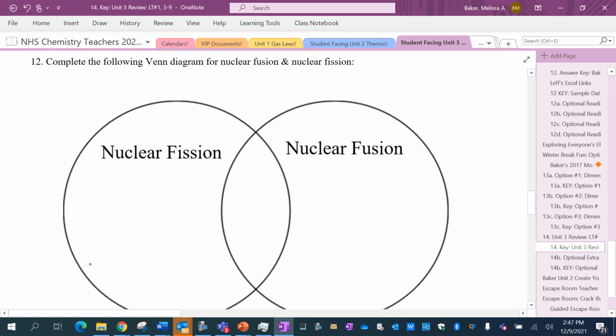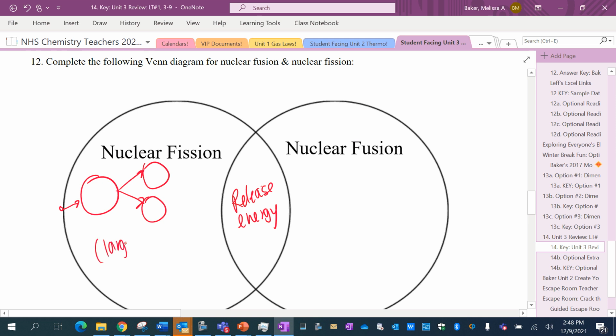Complete the following Venn diagram for nuclear fusion and nuclear fission. Well, they both release energy. Nuclear fission is when you bombard a big nucleus and you cause the nucleus to split into two smaller ones. So a large nucleus is split. These products are radioactive.